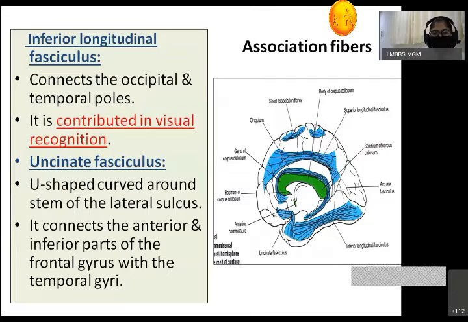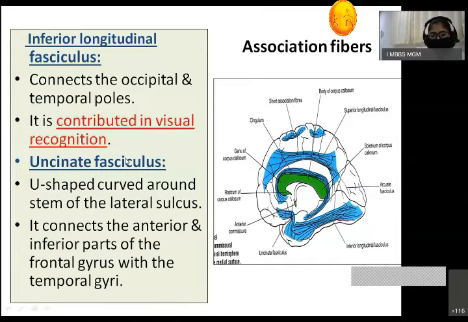Now, the inferior longitudinal fasciculus is also an example of long association fibers, and it connects gyri in the occipital lobe with the temporal lobe. The occipital lobe basically contains visual areas, so it contributes to visual recognition. It connects the visual area with the temporal lobe. It has a role in visual recognition.